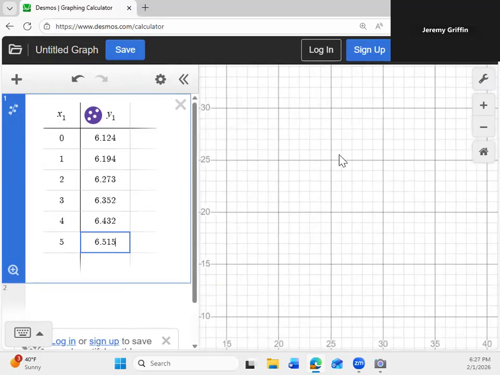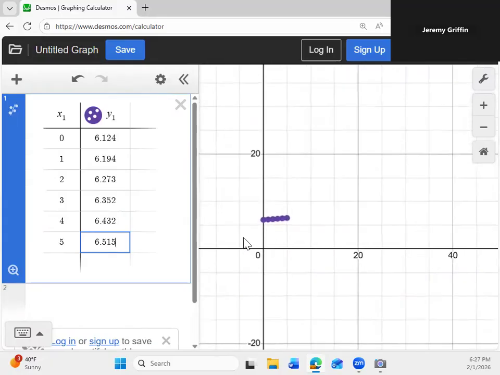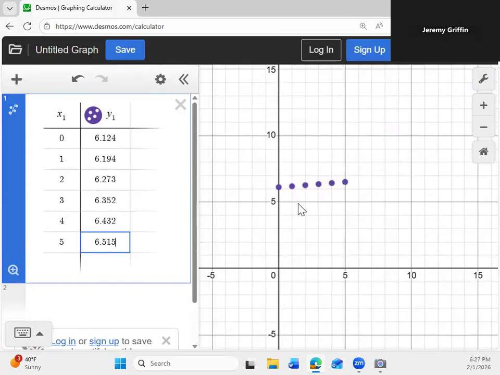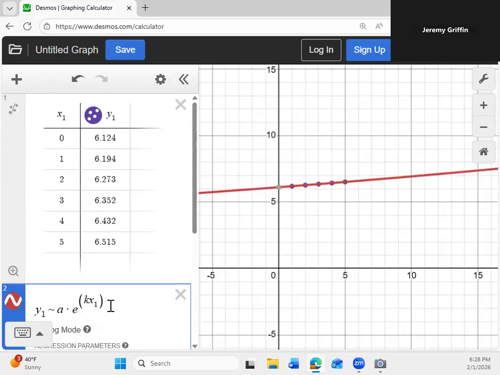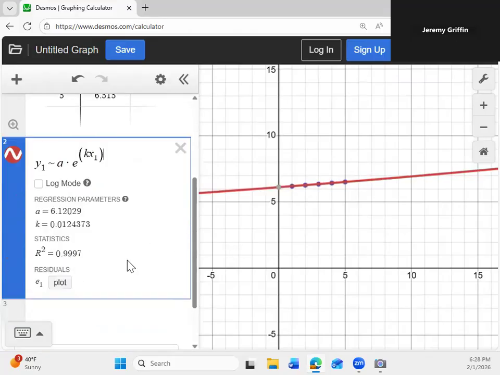Okay. Zoom back here. All right, it's going to look like that. Let's fit this into an exponential growth model. I'll go y underscore 1, then right arrow key, tilde. Let's go a times e to the power of, in parentheses, k times x underscore 1. That should give us a good exponential model here. All right, so I'm going to write that down.